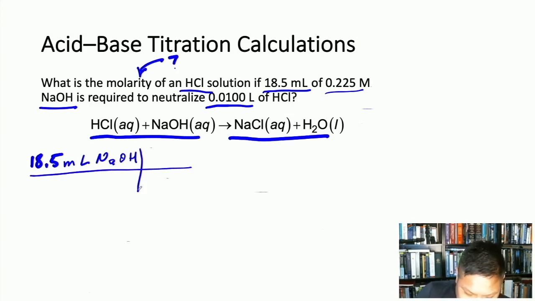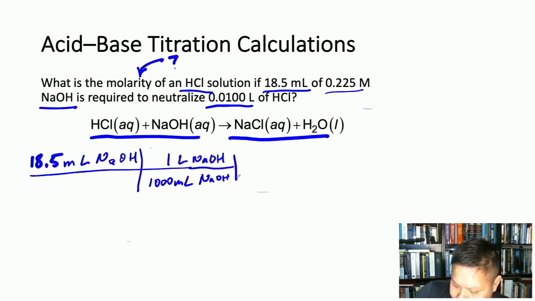We need to convert that to liters so that we can actually do a molar calculation, right? So I want to get rid of milliliters. So for every 1,000 milliliters of NaOH, I have 1 liter of NaOH, right? And then now I want to be able to convert to molarity, or do a 1-to-1 molar ratio with the molarity of the acid.